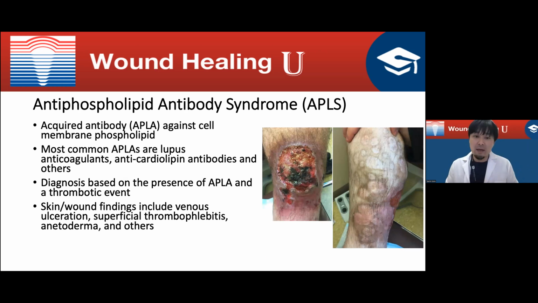And these images are examples of ulcers caused by antiphospholipid antibody syndrome. And acquired antibodies against cell membrane phospholipids are produced in this disease. And the diagnosis for this condition is made based on the presence of the antibodies and a thrombotic event. And skin or wound findings related to this condition include venous ulceration and superficial thrombophlebitis.